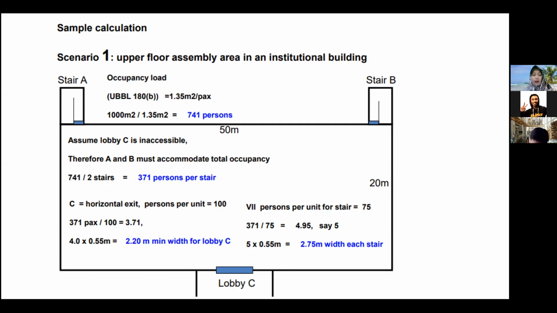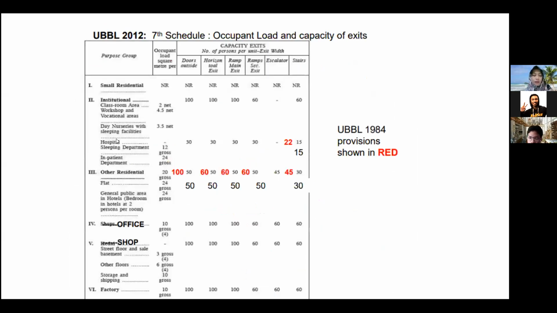So for the next part, we need to refer to Schedule 7. Not schedule, Part 7, purpose group 7. If it is a factory or a gallery, you have to refer to Schedule 7. But this example is from the institutional. So we can foresee classroom area, workshop and vocational area, day nurseries. But we take a classroom here.